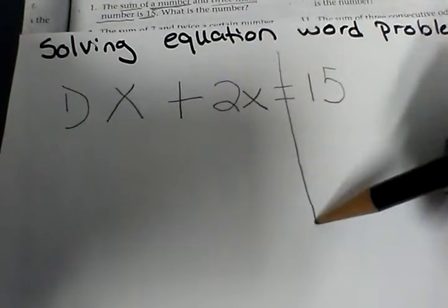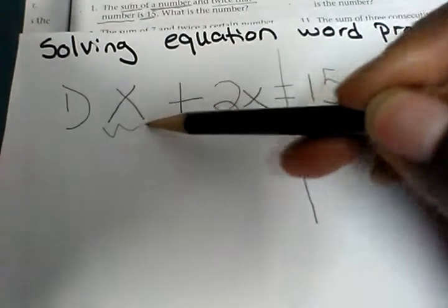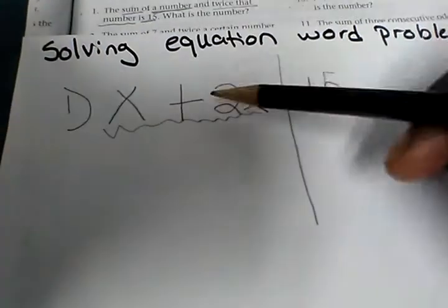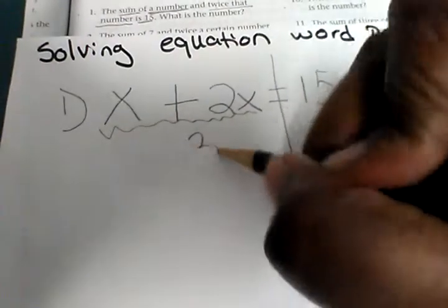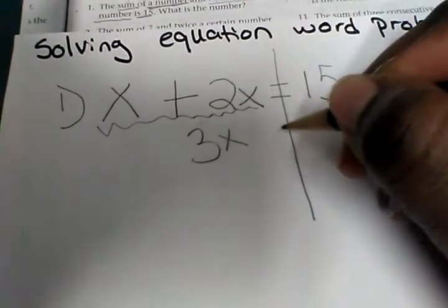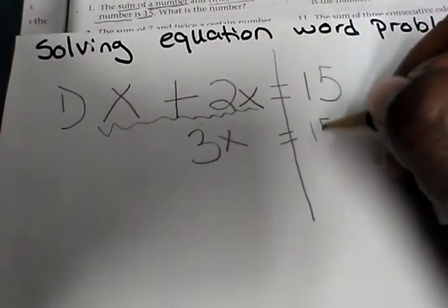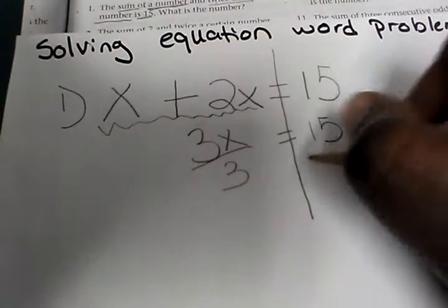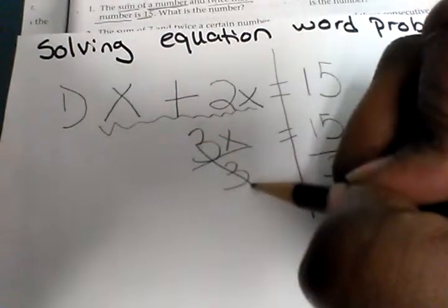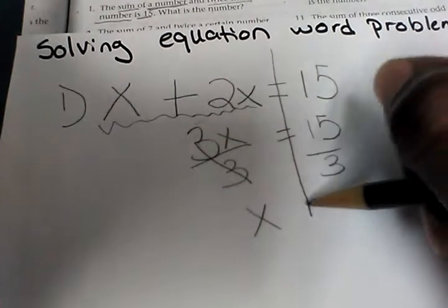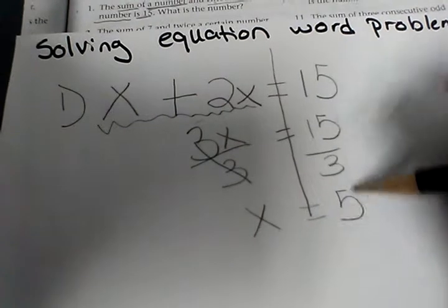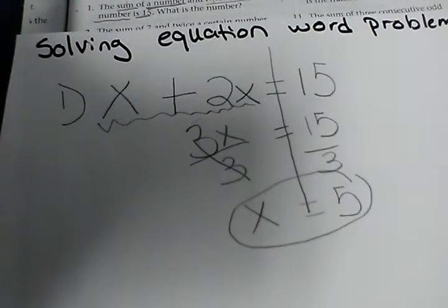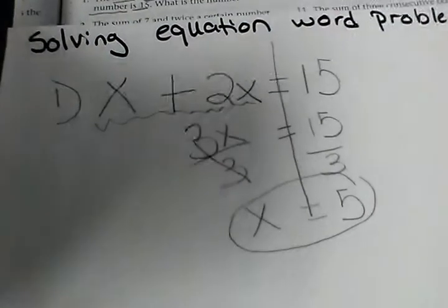So line down the middle. I happen to see that I have like terms on the same side. So x plus 2x would give me 3x equals 15. And then, of course, divide by 3. And my answer ends up being 5. So we got that. 5 would be our number. Let's try another word problem.